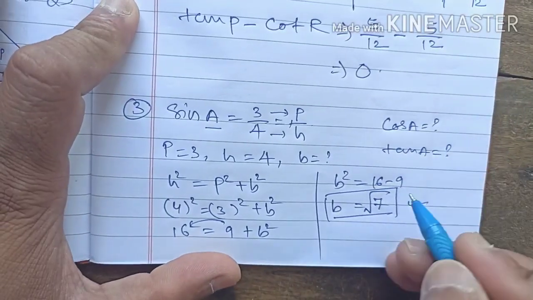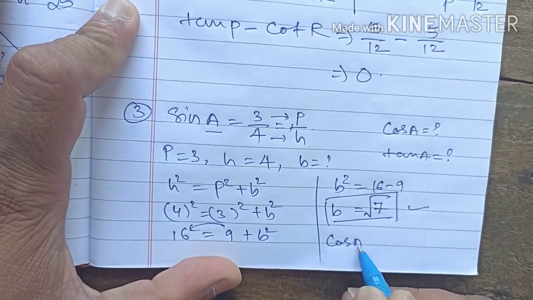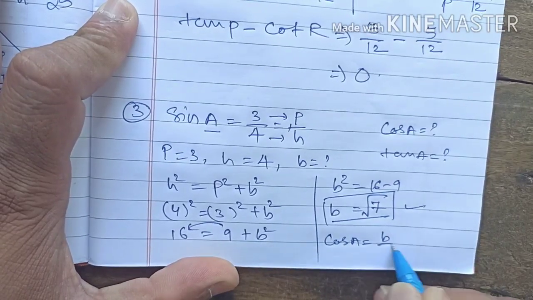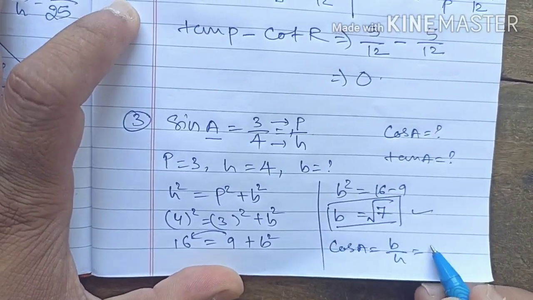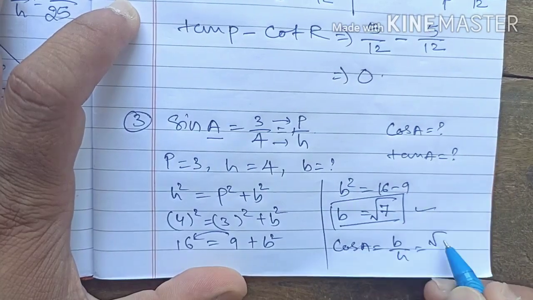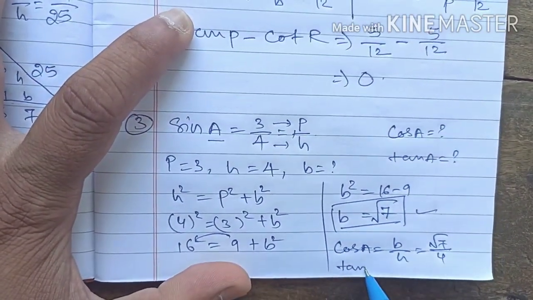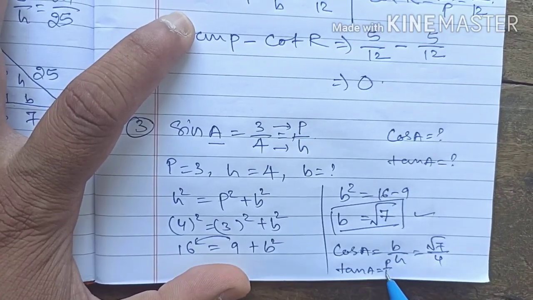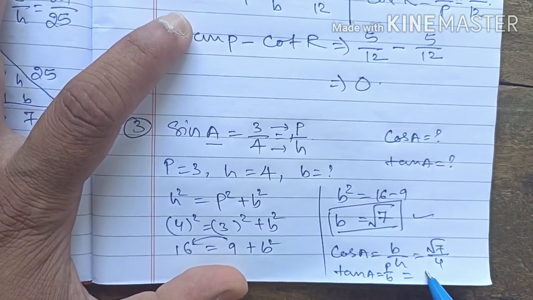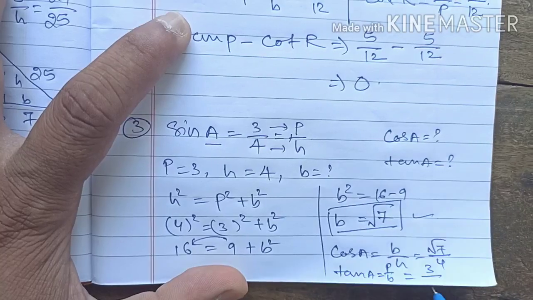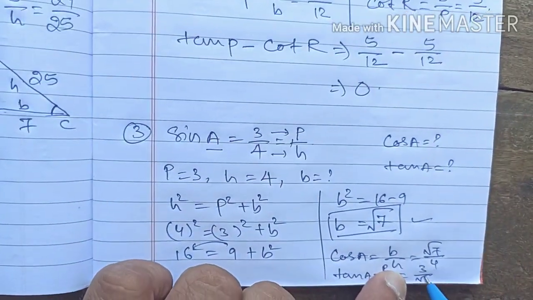So what we have to find out? Cos A. Cos A equals B by H. What is B? B is root 7, H is 4. And tan A. Tan A is P by B. P is how much? P we have 3, B we have root 7.